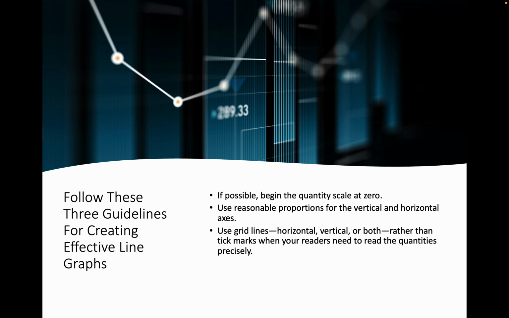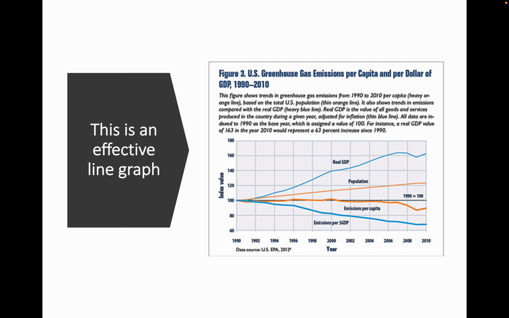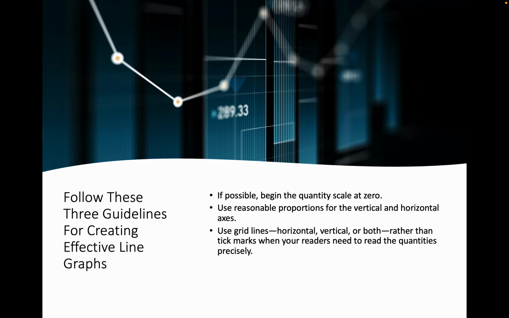So let's talk about line graphs. If possible, once again, begin the scale at 0. If not, clearly indicate what it starts at and why. Use reasonable proportions for both the horizontal and the vertical axis. And use grid lines, either horizontal, vertical, or both, because this helps your reader really be able to read the quantities precisely.